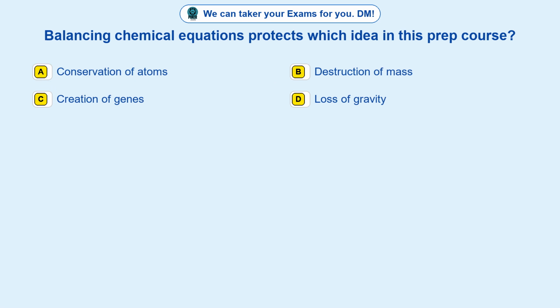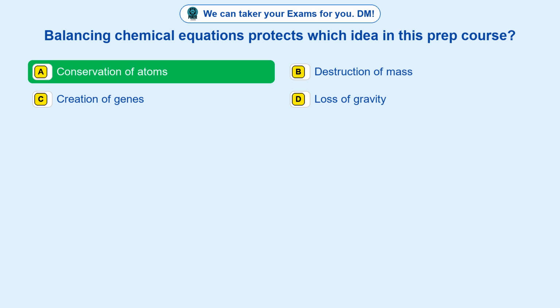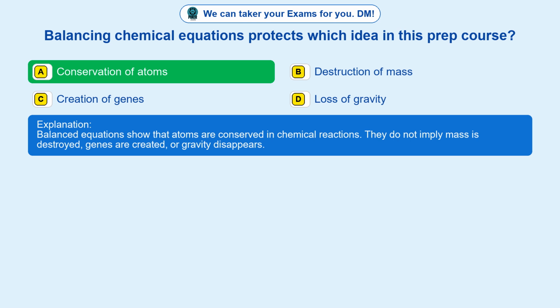Question 39. Balancing chemical equations protects which idea in this prep course? Option A, conservation of atoms. Option B, destruction of mass. Option C, creation of genes. Option D, loss of gravity. The correct answer is option A, conservation of atoms. Balanced equations show that atoms are conserved in chemical reactions. They do not imply mass is destroyed, genes are created, or gravity disappears.